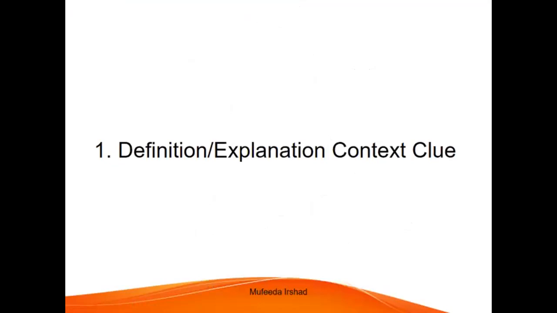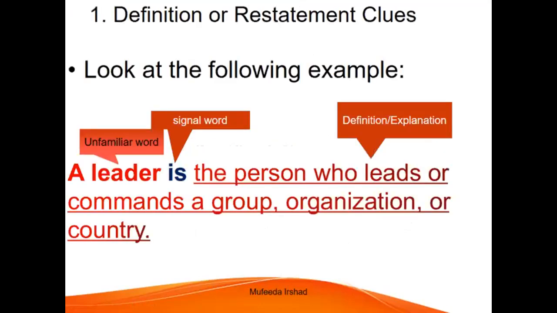The first type of context clue that we are going to learn is the definition or explanation context clue. Have you heard of the word definition before? I'm sure you have. What are definition clues then? You are familiar with the term definition, aren't you? In this sentence, you will notice that the writer has defined who a leader is.